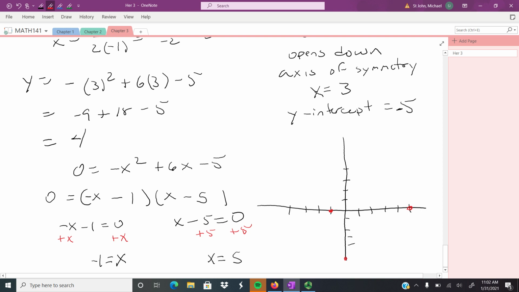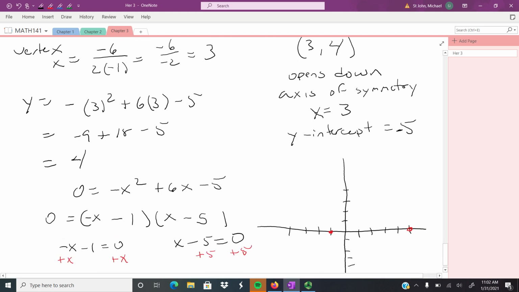Let's see. My vertex point is the point (3, 4). That's not right. Let's see.